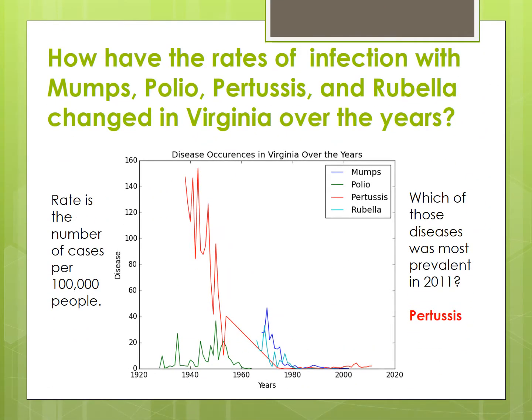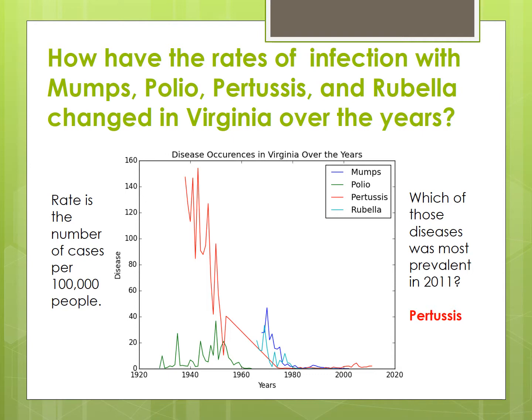How have the rates of infection with mumps, polio, pertussis, and rubella changed in Virginia over the years? Pertussis has had the highest rates of cases in the mid-1940s. Although the disease has had many fluctuations in numbers, it has had a fairly consistent downward trend. This could be correlated with the vaccination, which began in 1939. In the late 1950s, the disease saw an increase one more time before plateauing. In the mid to late 2000s, there was an increase in cases.